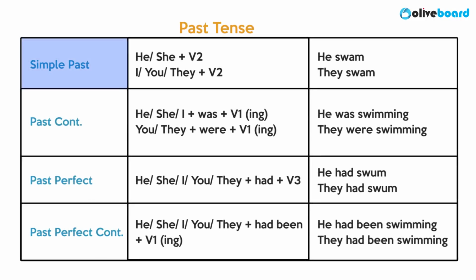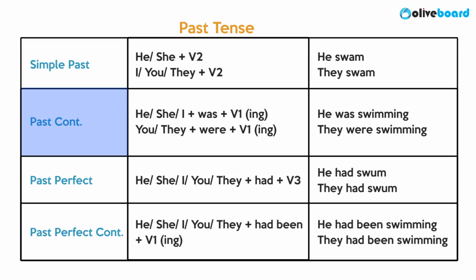The simple past tense takes the second form of the verb, which is V2, along with he, she, I, you, they. For example, he swam, they swam. अच्छा, swim के 3 forms होते हैं. The first form of the verb would be swim. The second form would be swam, and the third form would be swum.